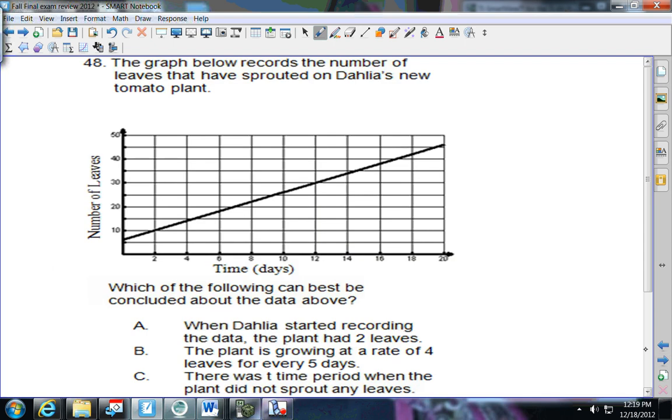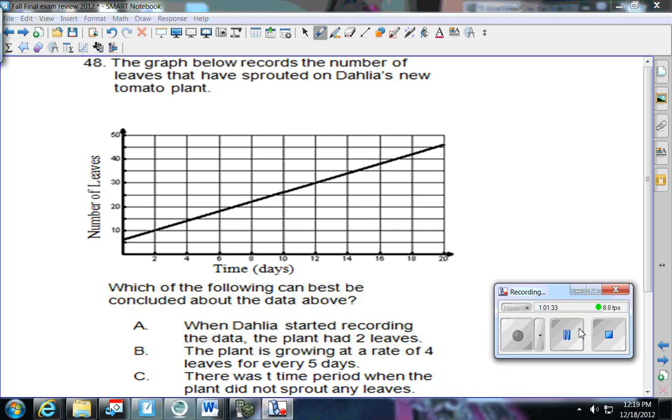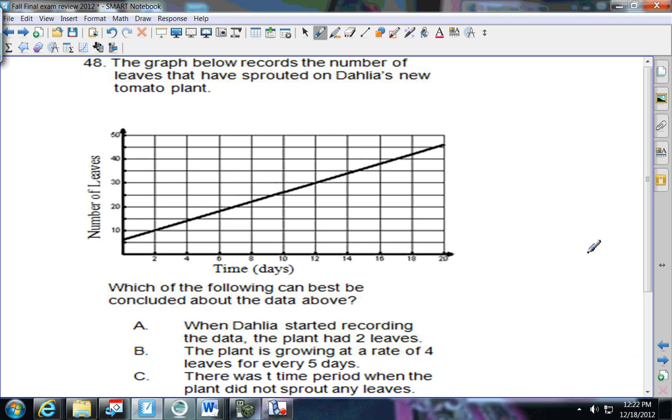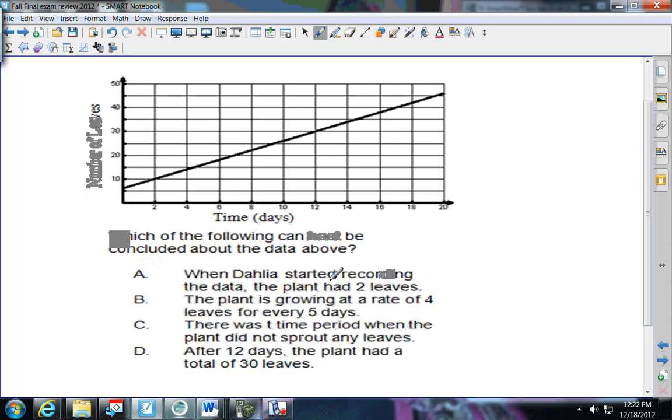All right, number 48. Okay, it says the graph below records the number of leaves that have sprouted on Dahlia's tomato plant. Which of the following can be concluded from the data above? It says that when Dahlia started recording the data, the plant had 2 leaves. Well, when she's starting, that's going to be your y-intercept. Here's my y-intercept. About what point does that look like it is? Each one of these lines looks like it's going by 5. So it looks like it's about 6. That would be 0, 6. That would mean it has about 6 leaves. So it's not A.